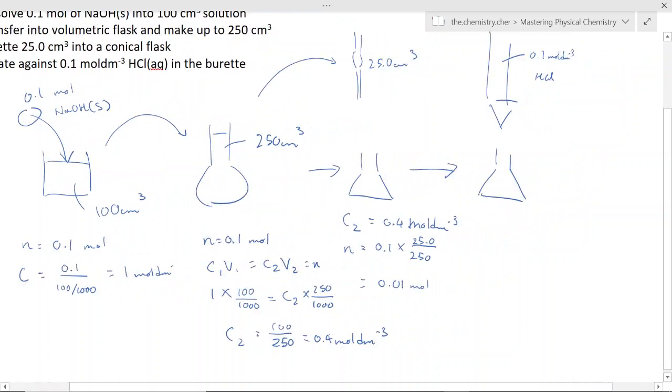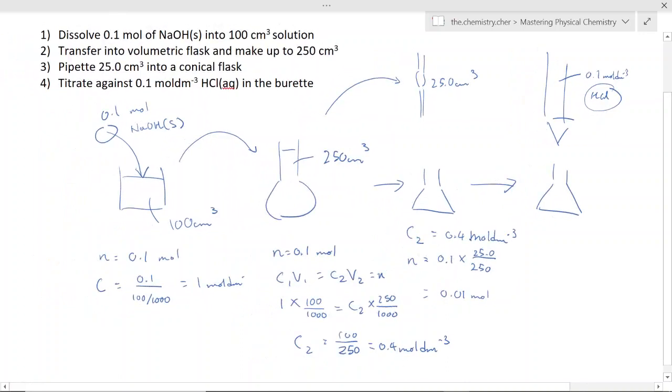After I titrate, I will be able to find out what the volume of HCl is, because their stoichiometric ratio is 1:1. So that is for when we move with sodium hydroxide. Do take note of the concentrations and the amount.